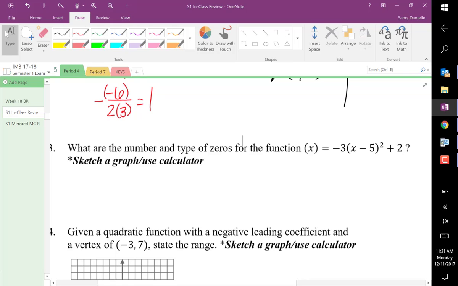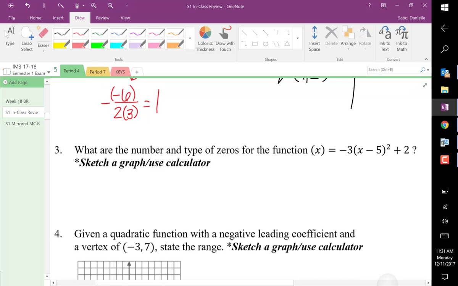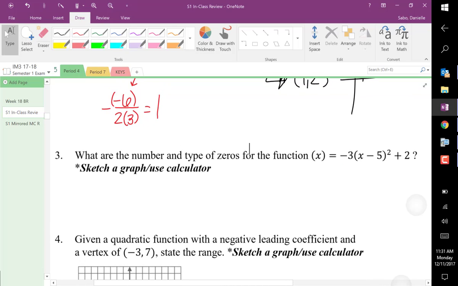Concave down. It's going to be concave down because of this negative. Now I'm going to prove it to you in the graphing calculator, but if you forgot, make sure you put it in the graphing calculator. So this is concave down.